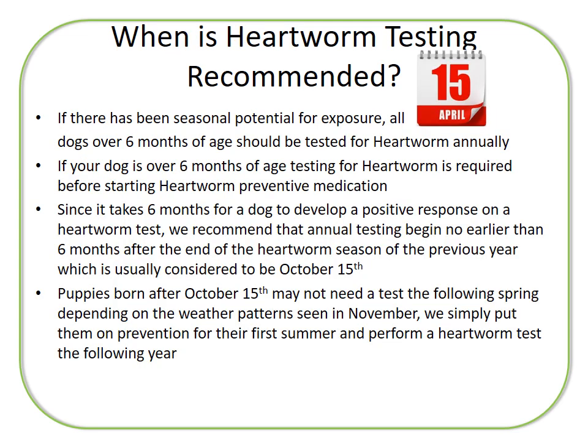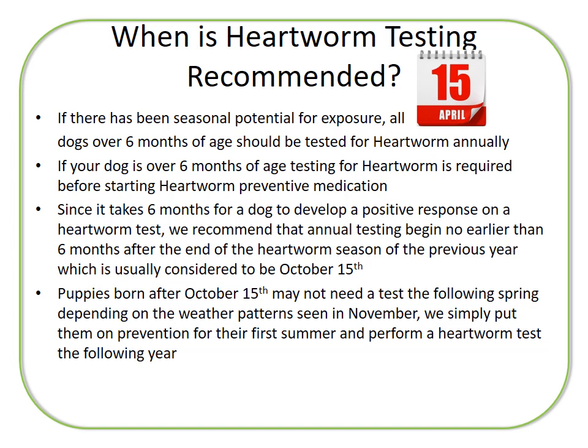When is heartworm testing recommended in southwestern Ontario? If there has been seasonal potential for exposure, all dogs over 6 months of age should be tested for heartworm annually. If your dog is over 6 months of age, testing for heartworm is required before starting any heartworm prevention medication. Since it takes 6 months for a dog to develop a positive response on a heartworm test, we recommend that annual testing begin no earlier than 6 months after the end of heartworm season of the previous year, which is usually considered to be October 15th here in southwestern Ontario.